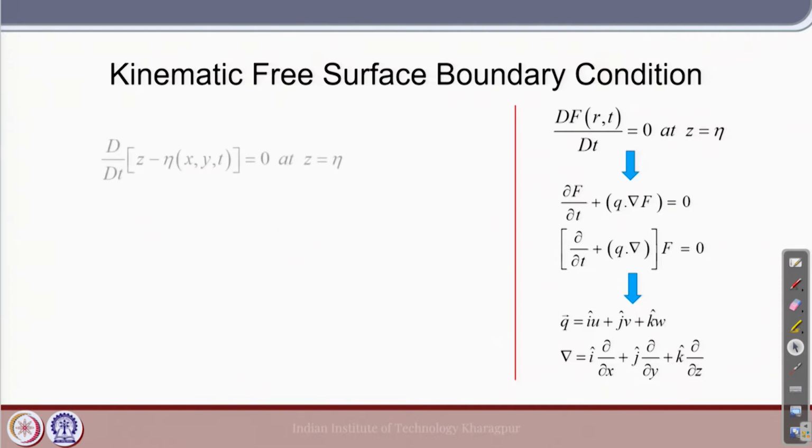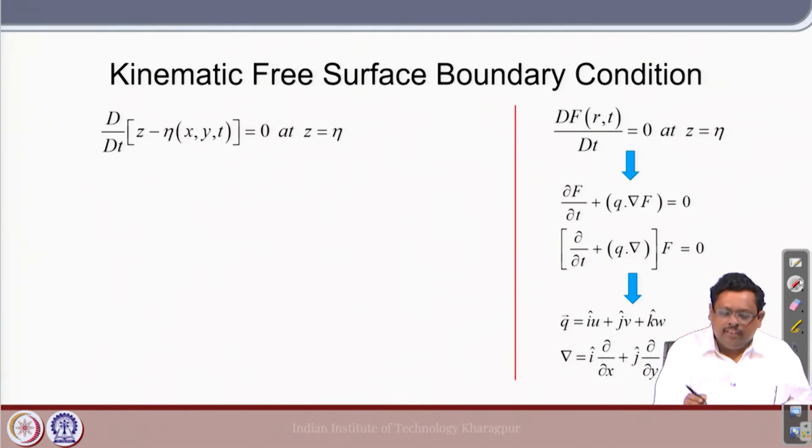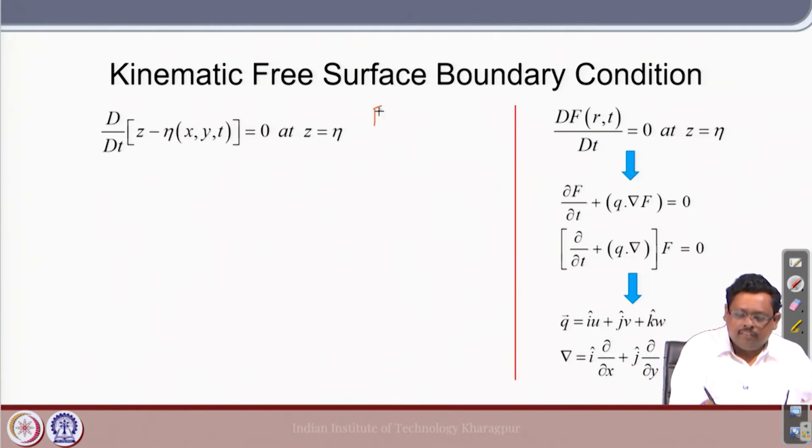Now, we assume that the material derivative of z minus eta should be equal to 0. So, this is the condition. Here, if you remember, in my last slide I said that d dt of f should be 0. Now, I substitute f over here, and we know that here we write f equal to z minus eta of x, t.